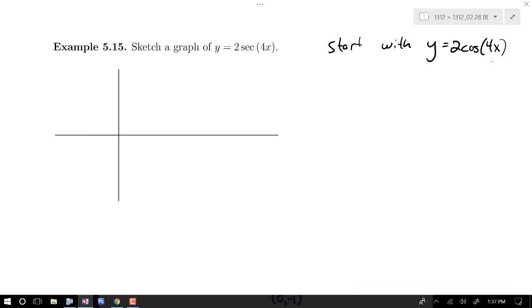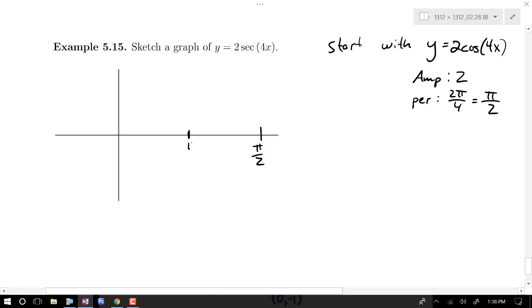Right, so this has an amplitude of 2. This has a period of 2 pi over 4, which is pi over 2. And there's no phase shift. If there were a phase shift, I would just work in the phase shift right with the cosine function. I literally just ignore secant for a second and transform it into the cosine problem. So there's my pi over 2. I cut this up into quarters, like we do. There's pi over 8. What's this one? Yeah, 3 pi over 8.